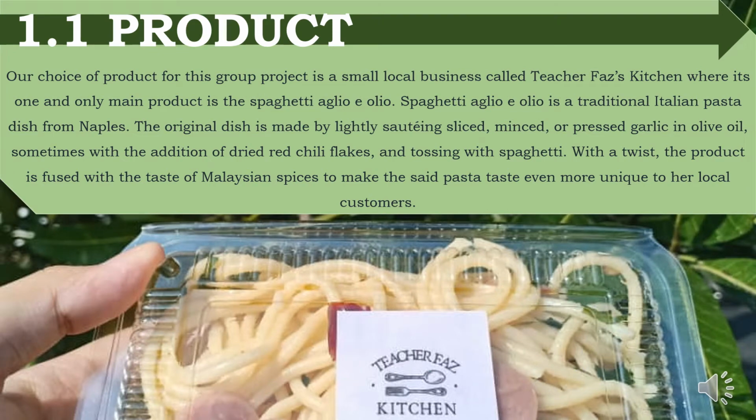Our choice of product for this group project is a small local business called Teacher Fuzz's Kitchen, where its one and only main product is the spaghetti aglio e olio. Spaghetti aglio e olio is a traditional Italian pasta dish from Naples. The original dish is made by lightly sauteing sliced, minced, or pressed garlic in olive oil, sometimes with the addition of dried chili flakes and tossing with spaghetti. With a twist, the product is fused with the taste of Malaysian spices to make the pasta taste even more unique to her local customers.